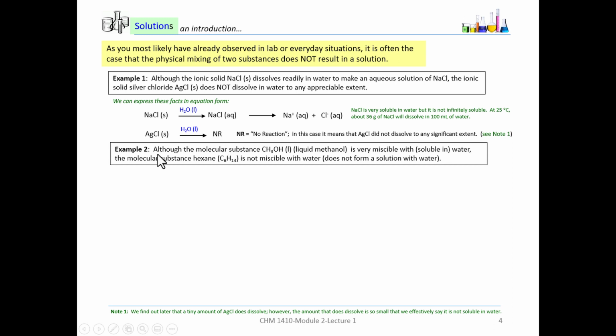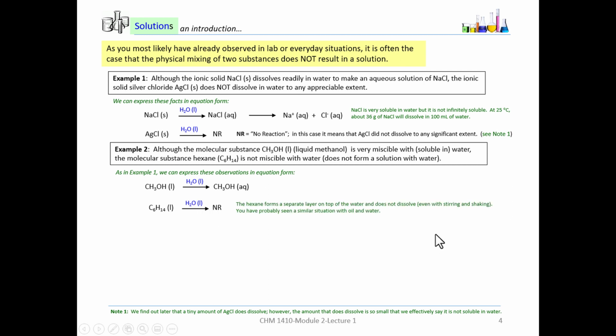Now here's a second example. Although the molecular substance methanol, this is methanol liquid, is very miscible, in other words soluble in water, the molecular substance hexane is not miscible with water. It just will not form a solution with water. Now, as in example 1, we can express these observations in equation form. We could say, look, liquid methanol dissolved in water, they're miscible, we have aqueous methanol. Hexane, liquid, throw it into water, no reaction.